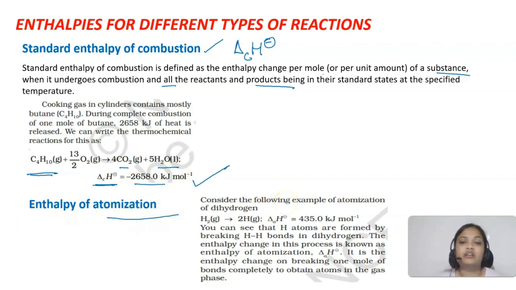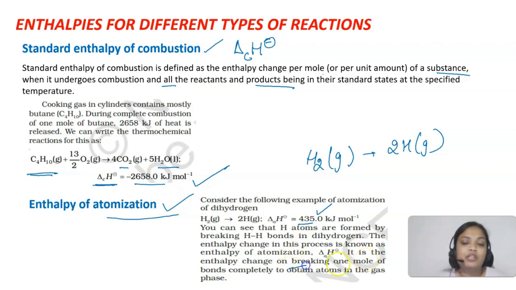Okay. Next is enthalpy of atomization. So atomization again means whenever atoms are being formed. So here hydrogen gas is being converted to hydrogen atoms. So here also again, to break the bond, energy is required, so that's why the enthalpy is positive in this case. Okay. So enthalpy change here we will be calling it as enthalpy of atomization, means the enthalpy change on breaking 1 mole of bonds completely to obtain atoms in the gas phase.